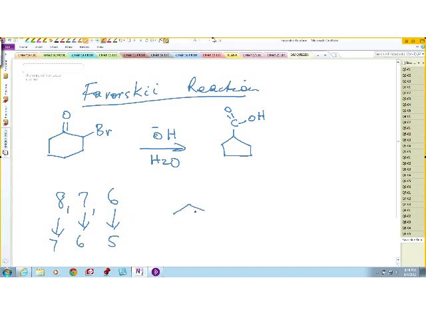For example, if you have this, that would be a 7-member ring ketone, and then you have hydroxide. So you could get a Favorskii reaction. And in this case, what kind of product are you going to get? Cyclohexane carboxylic acid, yes. In this case, you get cyclohexane carboxylic acid.